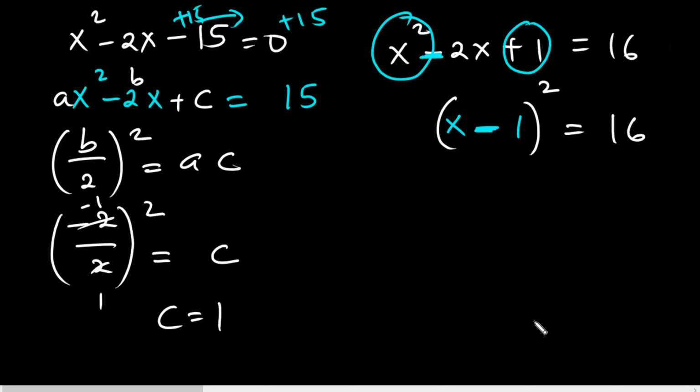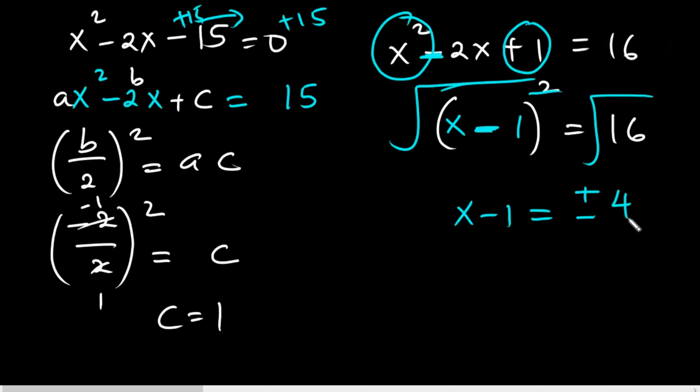Okay, so from there we need to eliminate this square here, and the way to do so is to get the square root of both sides. So the square and the square root cancel out, and we are left with x minus 1 is equal to the square root of 16. The square root of 16 can be either positive or negative 4. Okay, so that means x minus 1 can be equal to plus 4, or x minus 1 can be equal to negative 4.